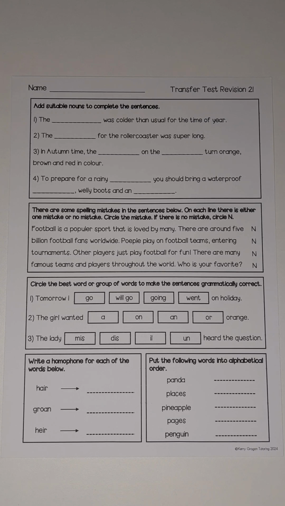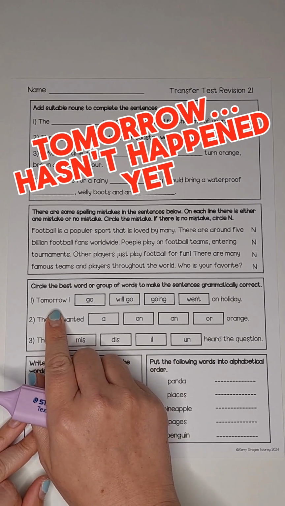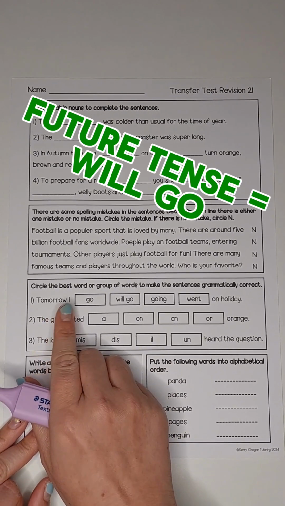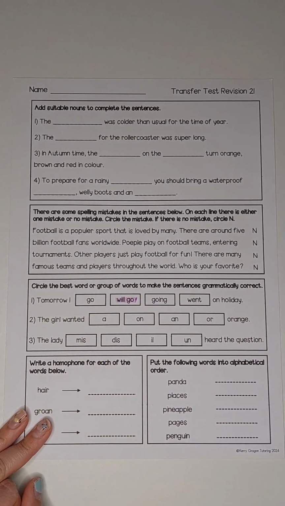So the first one is: tomorrow I go, will go, going, went. So tomorrow, it hasn't happened yet, it's in the future, so it would be will go. Tomorrow I will go on holiday.